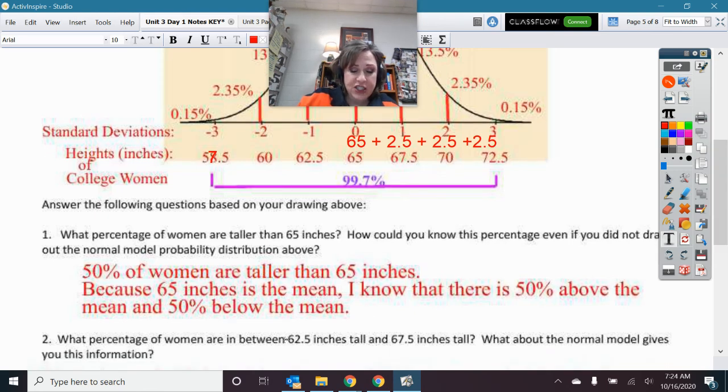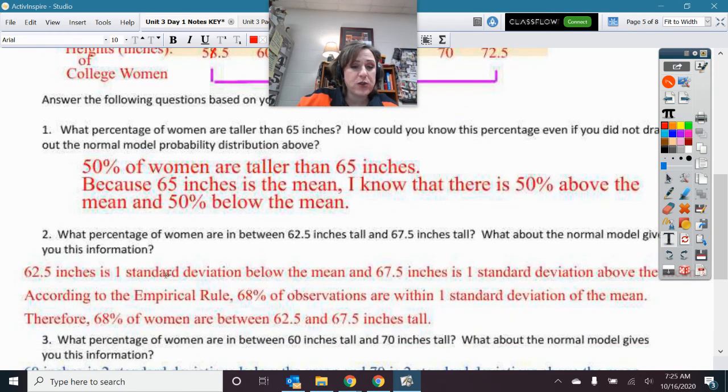How about 62.5 inches and 67.5 inches? What percent of women fall between those? From 62.5 to 67.5. Well, that's within 1 standard deviation. How do you know this? 62.5 is 1 standard deviation below the mean. 67.5 is 1 standard deviation above the mean. So according to that empirical rule, 68% of observations fall within 1 standard deviation of the mean. Therefore, 68% of women are between 62.5 and 67.5 inches tall.